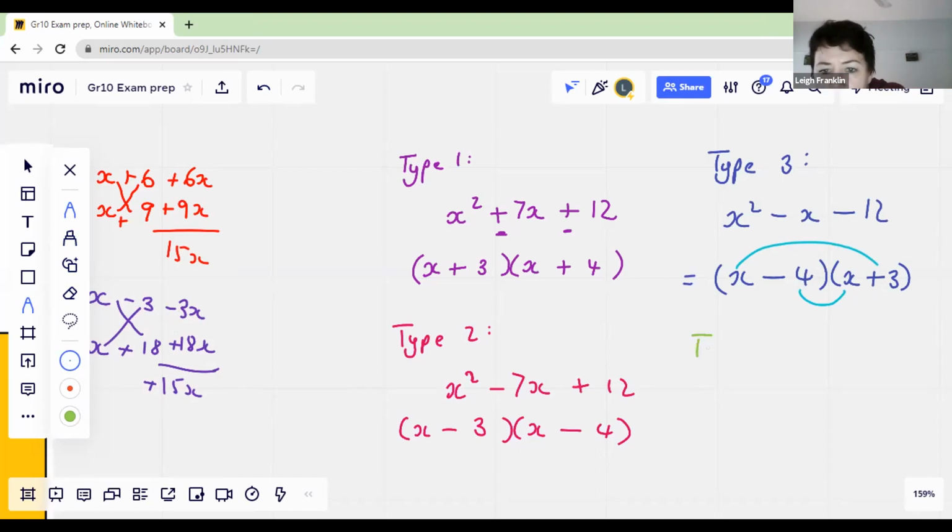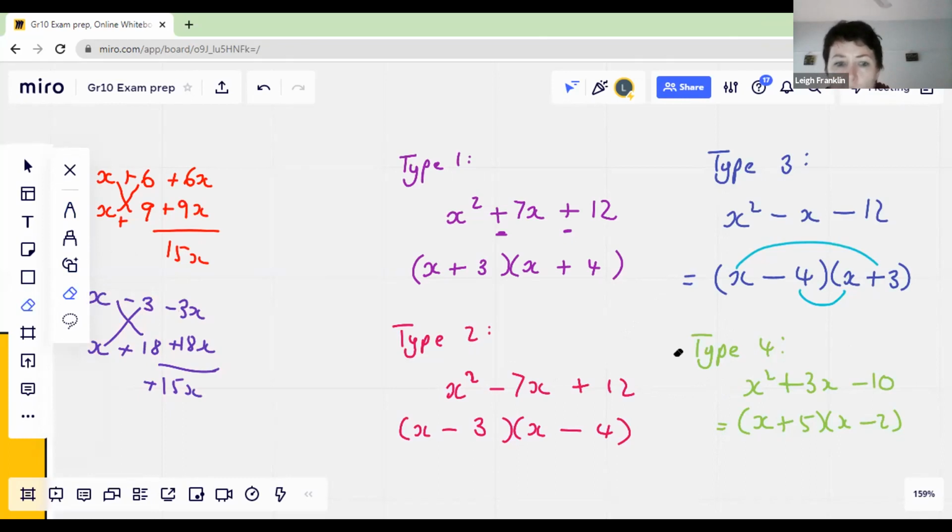I hope you can see the screen, type number 4. Okay, and then here I'm just going to use completely different numbers. So I'm going to say x plus 5, x minus 2, and then the question would have been x squared plus 3x minus 10. Now, this is different from the others because the middle term is positive, but the last term is negative. So when the middle term is positive and the last term is negative, again, both brackets have different signs. But because the middle term is the positive one, the larger factor is the one that takes the positive sign in this case.